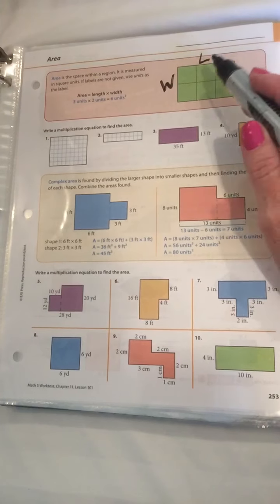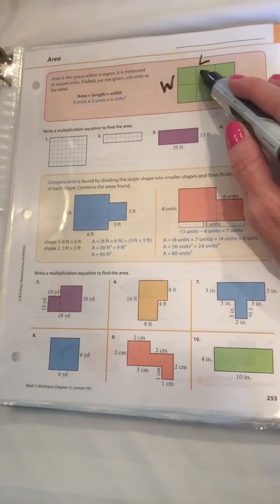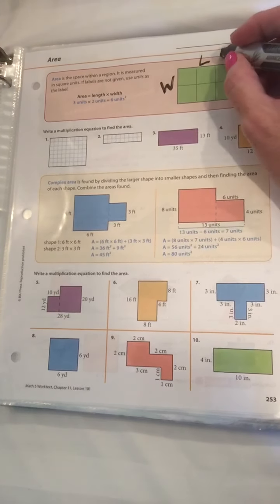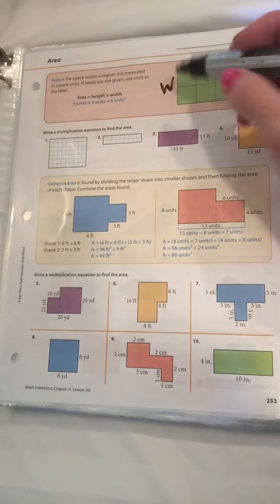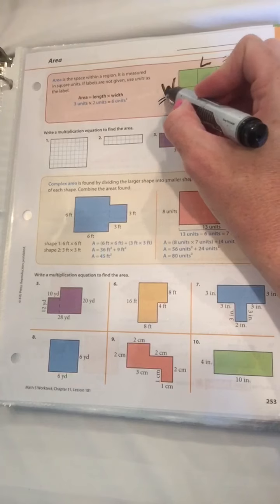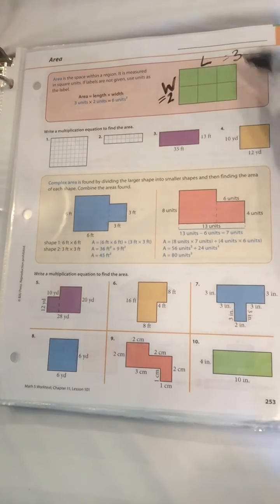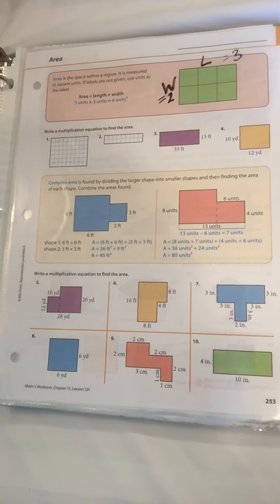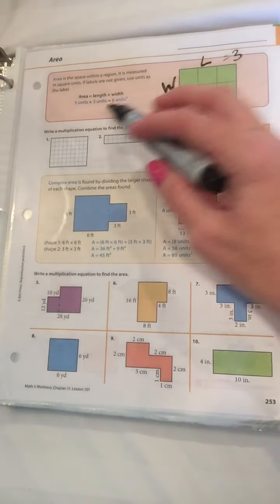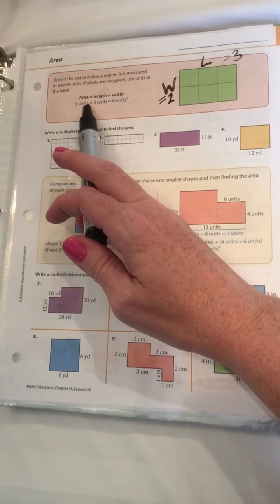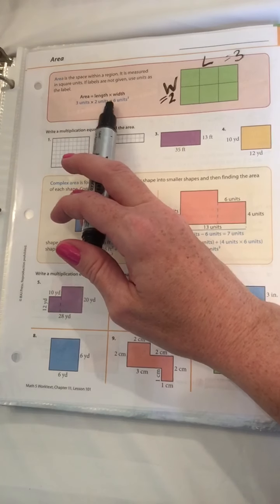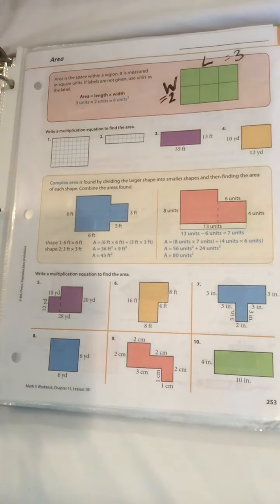How many units do we have for length? We have 1, 2, 3 units. So your length equals 3. And how much is on your width? 1, 2. Your width equals 2. So in order to find the area of this rectangle, we would say our length times our width, which is written out here. Our length is 3 units, our width is 2 units, and that equals 6 units total.